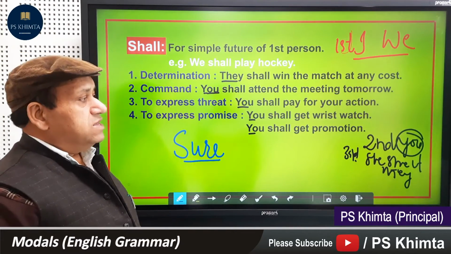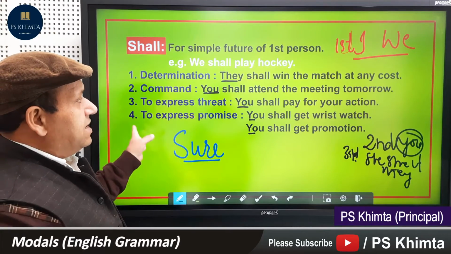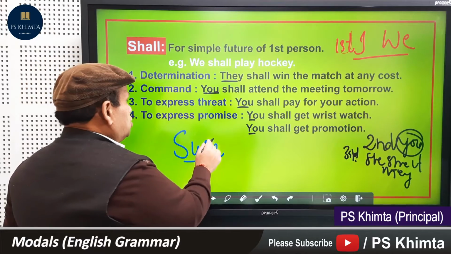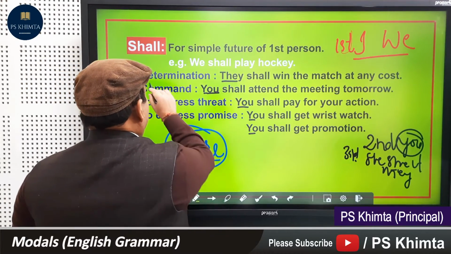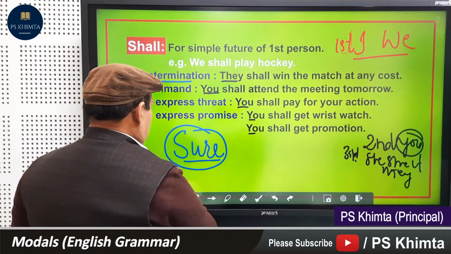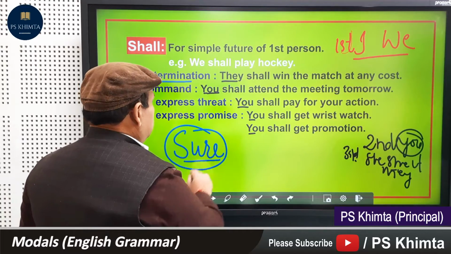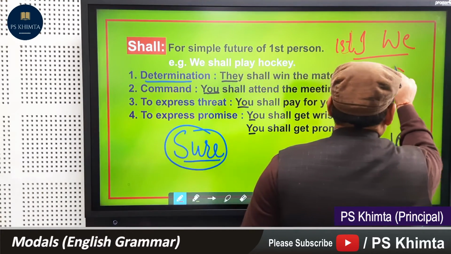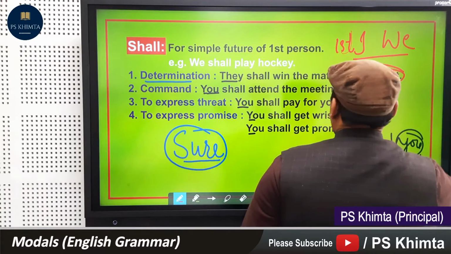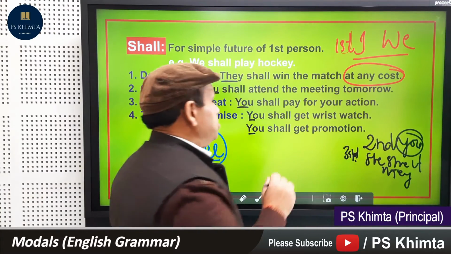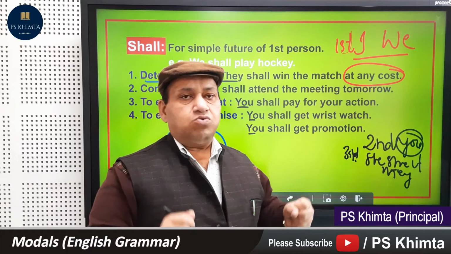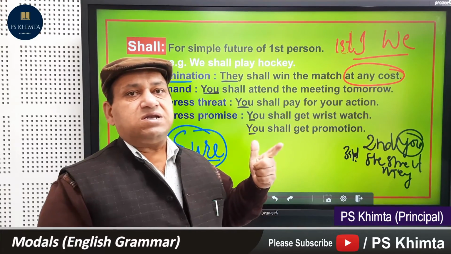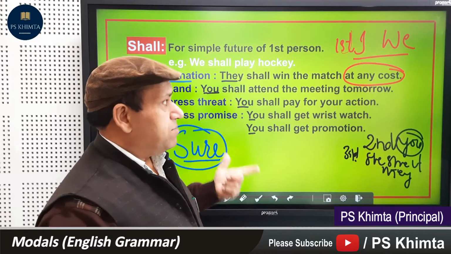We'll be doing this with second and third person with shall, and first and second person with will. See this "sure" here. What is "sure"? This determination. What determination is it? They shall win the match at any cost. This part of the sentence clearly says that there is some determination in those people who are going to win the match. They will win, they shall win the match. It is at any cost going to happen.